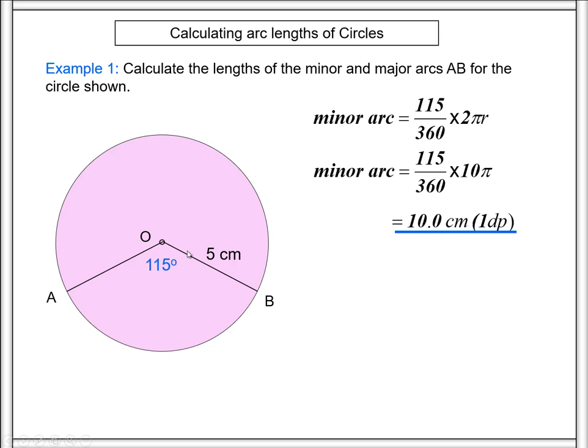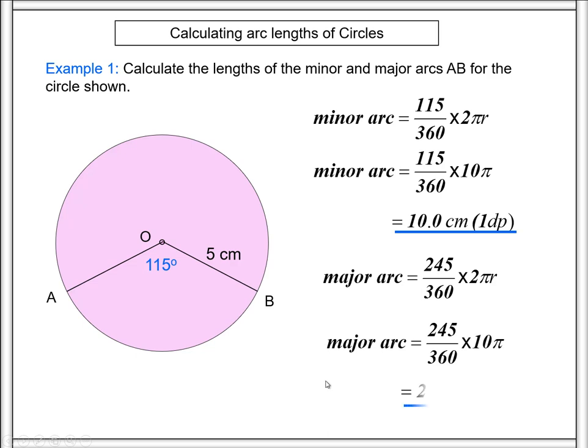And then we're going to do the same for the major sector. So here, we need to find out what the angle is on this side. We do that by taking 115 away from 360. And that gives us 245 divided by 360 times 2 pi r. Again, we work it out on our calculator, and that will give us 21.4, 1 decimal place in this case. We do prefer 2 decimal places when we can, just to be more accurate.